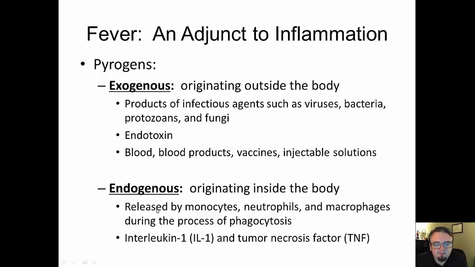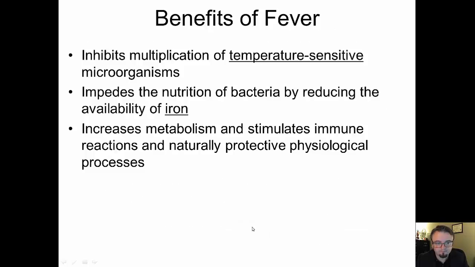Endogenous pyrogens, as I mentioned, often come from phagocytes like monocytes, neutrophils, and macrophages, and can ultimately trigger fever due to a natural immune response. That's most typically how that's going to take place. These are typically a natural response to infection.